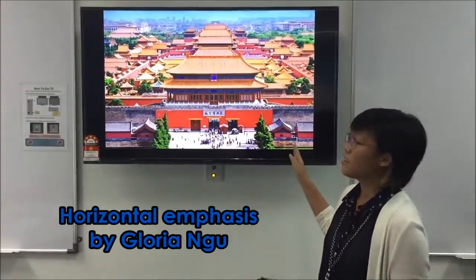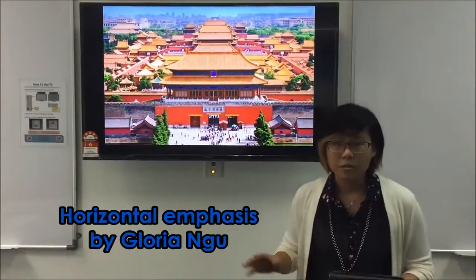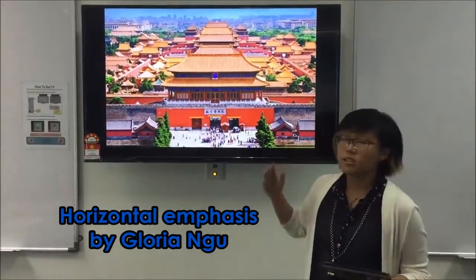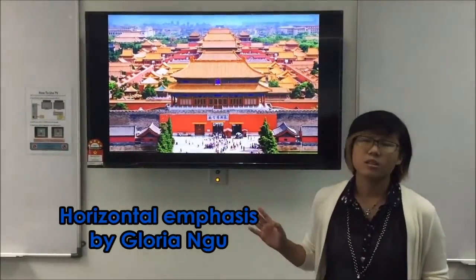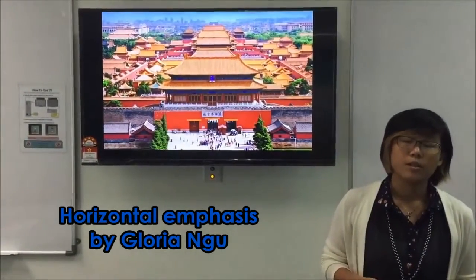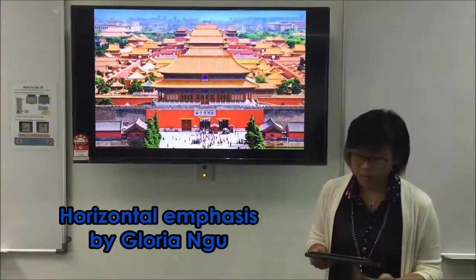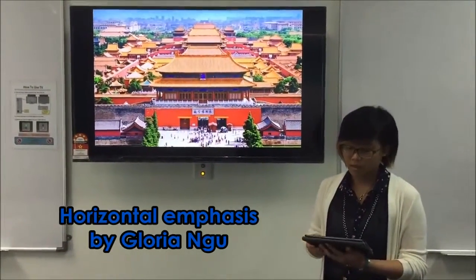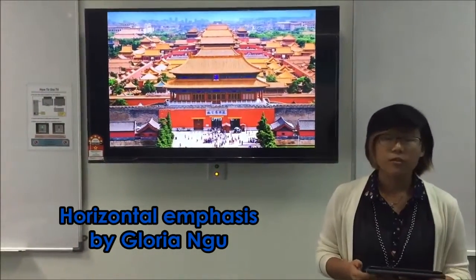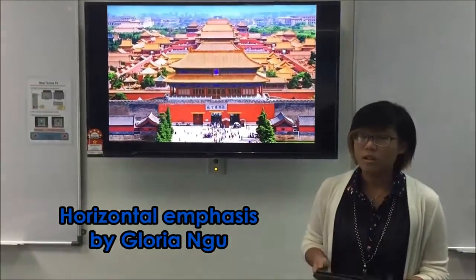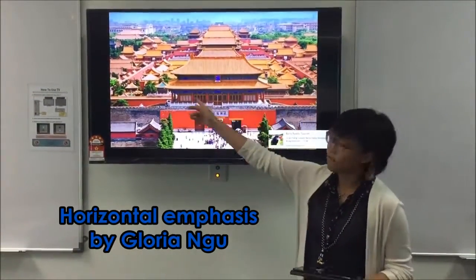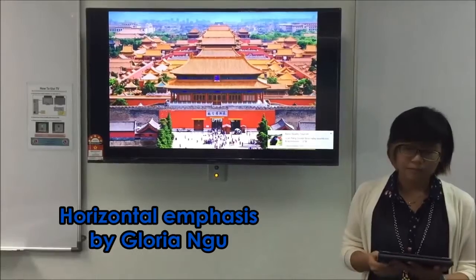So as you can see, this is the Forbidden City. Now here, you will notice that the building is actually rather wide. This is because it is built based on one of the fundamental theories in architecture for Chinese buildings. It's known as horizontal emphasis. Now this horizontal emphasis is often found in classical Chinese buildings. So you can see that there's an emphasis on breadth and less on height.